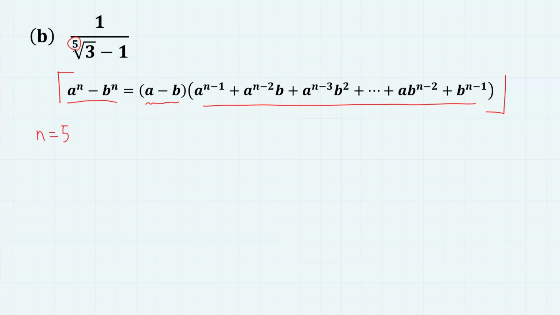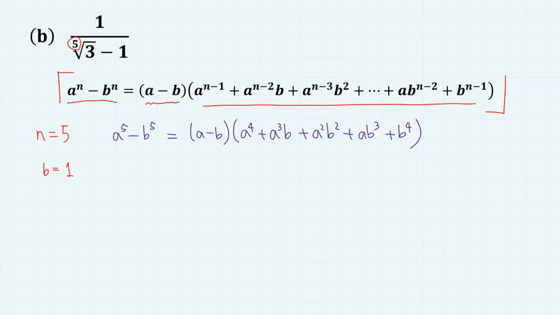n equals 5, which is a to the power of 5 minus b to the power of 5 equals a minus b times a to the power of 4 plus a cubed b plus a squared b squared plus ab cubed plus b to the power of 4. And to simplify even more, we substitute b with 1, which gives a to the power 5 minus 1 equals a minus 1 times a to the power 4 plus a cubed plus a square plus a plus 1.